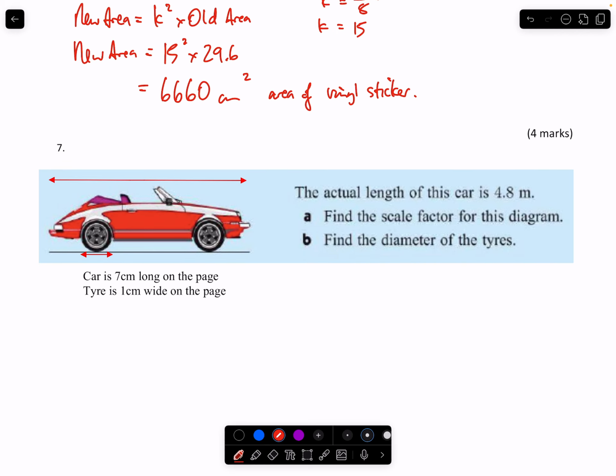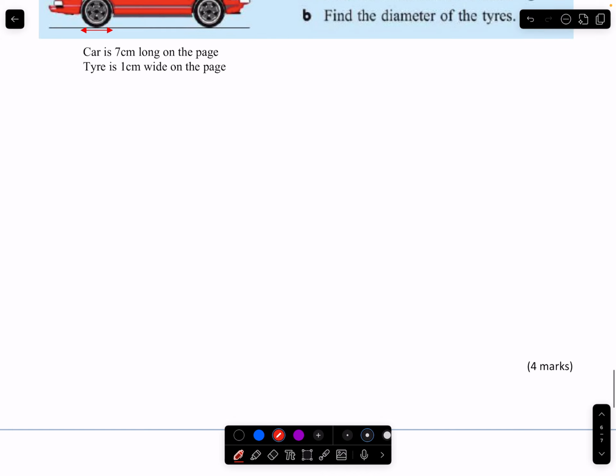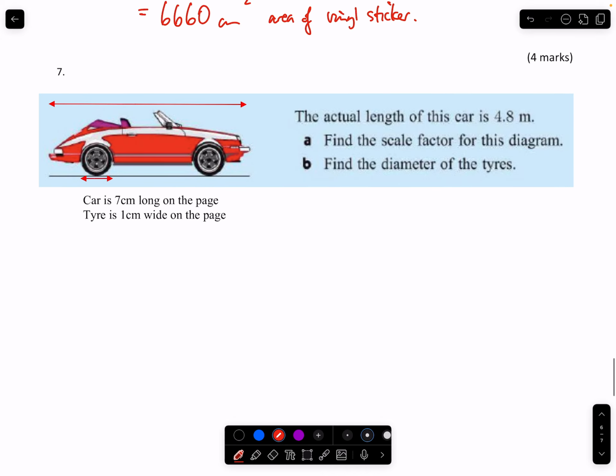Last question, I believe that is. Is it? No, one more after that. Question 7. The actual length of this car is 4.8. Find the scale factor for the diagram. Find the diameter of the tires. This is important because sometimes your printing is weird when we print out the actual test. So I tell you what the measurement is meant to be just in case the printing is weird.